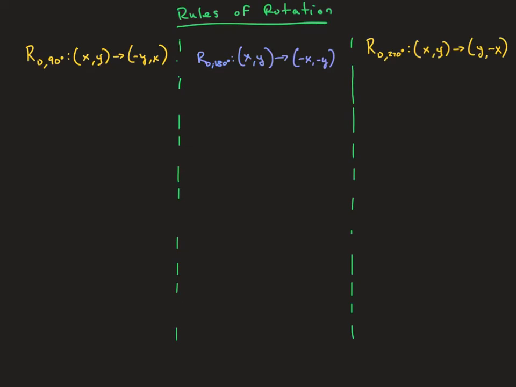All right, so looking at these rules of rotation. If I'm going to rotate an object 90 degrees, my mapping rule would be right here, which is what we just mapped. We just mapped a 90-degree mapping rule where my new x value is the old negative y value, and my new y value is the old x value.